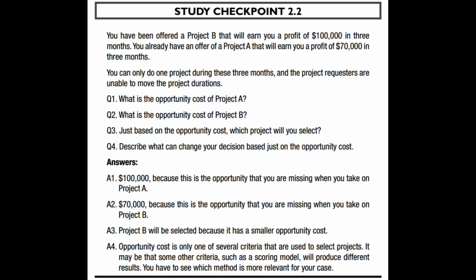Study checkpoint 2.2. You have been offered a project B that will earn you a profit of $100,000 in 3 months. You already have an offer of a project A that will earn you a profit of $70,000 in 3 months. You can only do one project during these 3 months, and the project requesters are unable to move the project durations. Q1. What is the opportunity cost of project A?